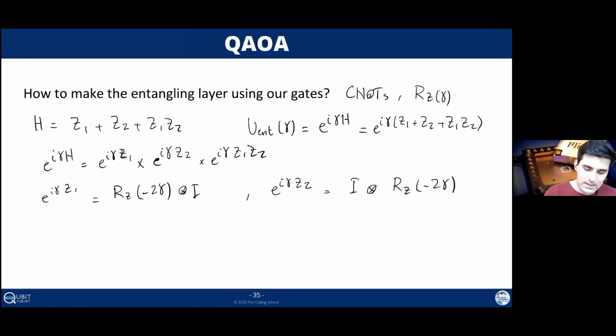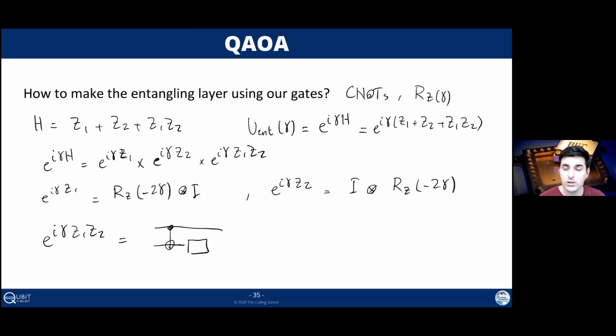But now when we get to this e^(i gamma Z1 Z2), things get a little bit more interesting. This is actually what we have to deconstruct into using CNOTs and RZs that we know. In fact, I can make this operator using the following circuit. I have 2 qubits. I start by applying a CNOT between the first one and the second one. Then I apply a single qubit rotation around the Z-axis by, I believe, angle gamma on the second one. Then I apply another CNOT from the top qubit acting on the bottom qubit. And this is equivalent to e to the power of i gamma Z1 Z2.